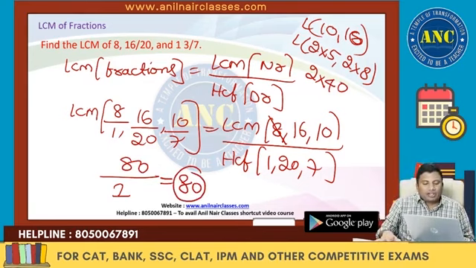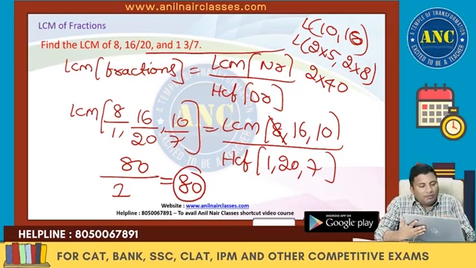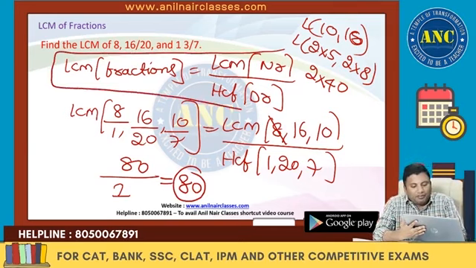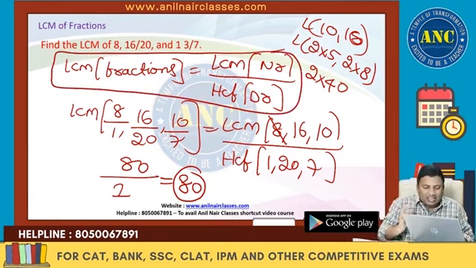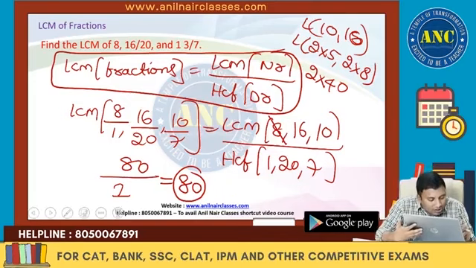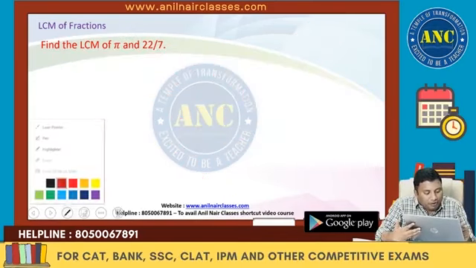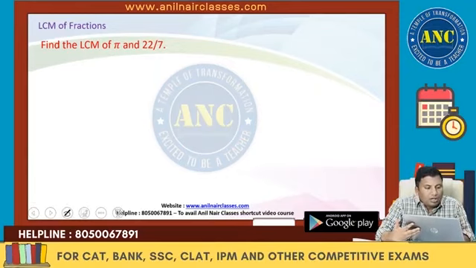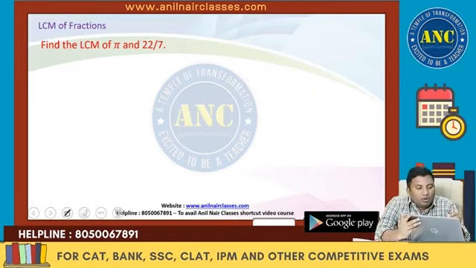LCM of fractions is LCM of numerator by HCF of denominator. Very easy question. I don't need to spend too much time on this. Next onwards, every question is a beautiful question. Find the LCM of pi and 22 by 7.